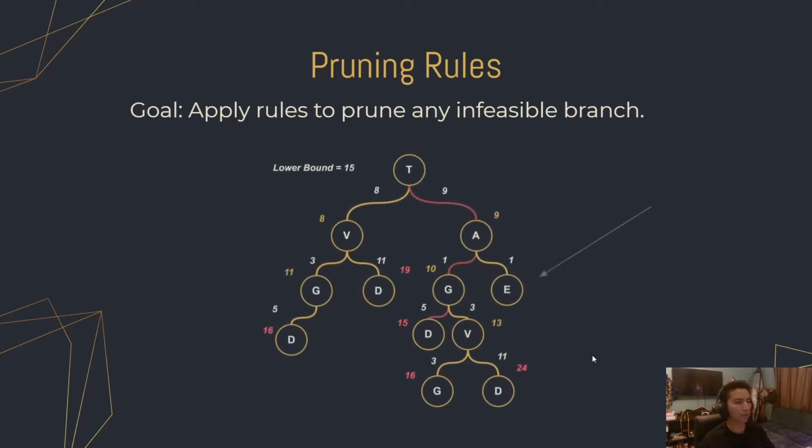So for example, we already did this with E. We said when we got to E, there were no other paths leading from E, so we excluded it, right? We said that this isn't a feasible solution, and we no longer considered it. We essentially pruned it. But this is a pretty basic rule, and it didn't really help us out too much, right?